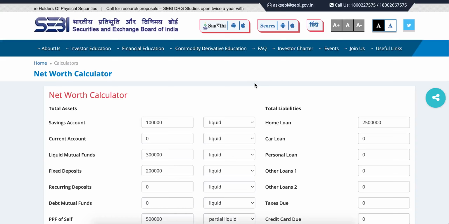Net worth is defined as total assets minus total liabilities. It is one of the simplest measures of financial health of an individual or of an organization. This net worth calculator will help you determine your net worth, and it will also tell you how much of your assets are liquid, how much of it are partially liquid, and how much are illiquid.